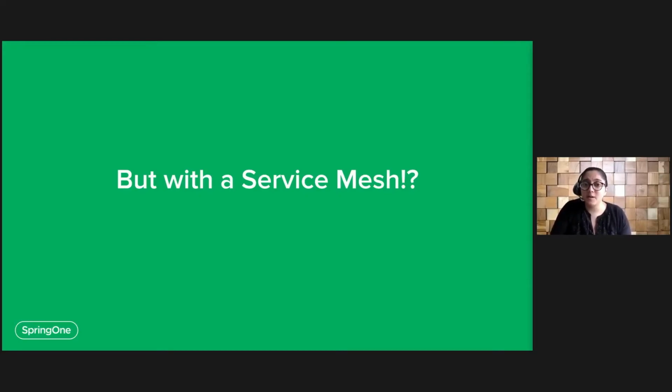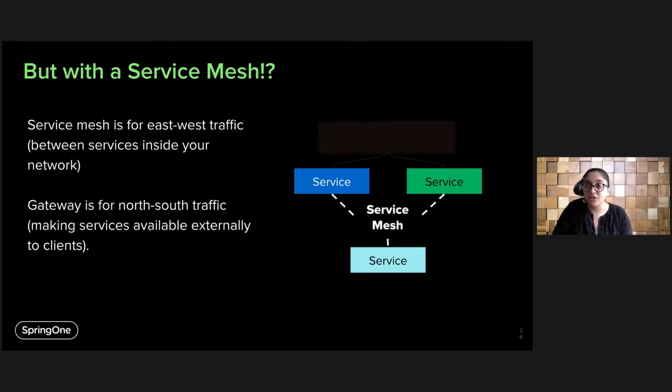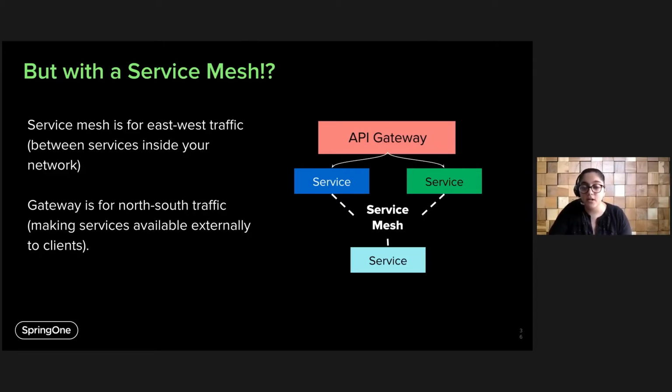The water can get quite murky here. So you might have heard a simplified explanation of the differences between a service mesh and gateways. We hear that service meshes are for east-west traffic, in order to connect the services inside of your network to each other, and a gateway is for north-south traffic, making services internal in your network available externally to clients. But this kind of division is not quite that clean or straightforward, and we'll get into why.